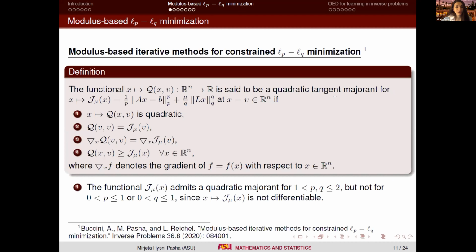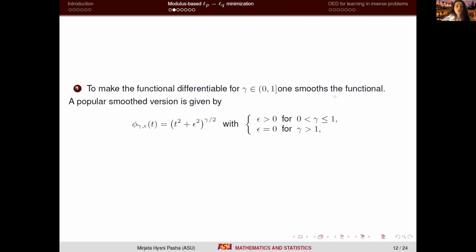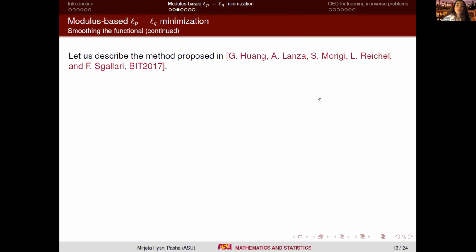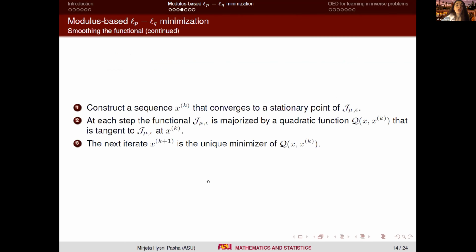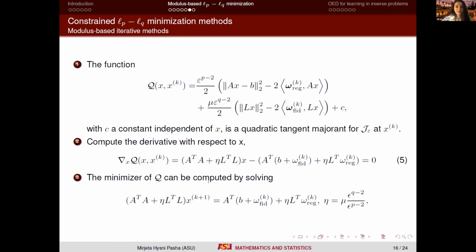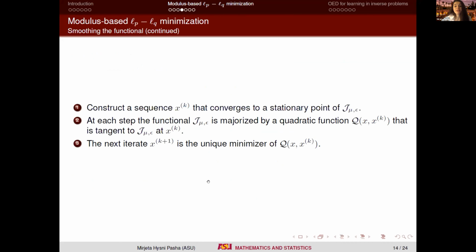So basically, the type of methods that I've been working on are based on the generalized Krylov subspace and the majorization minimization type of method. The whole idea is that if you have a functional that is not differentiable, then you can consider a smooth version of this functional. By considering the smooth version, you can consider a sequence of iterates that converge to a stationary point, and at each iteration you can find the unique minimizer of the quadratic tangent majorant.